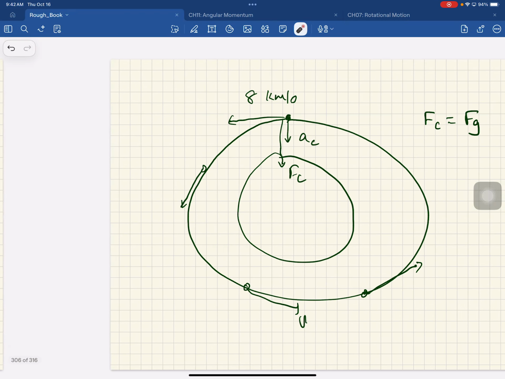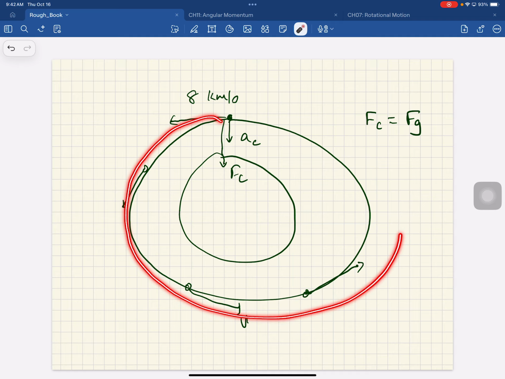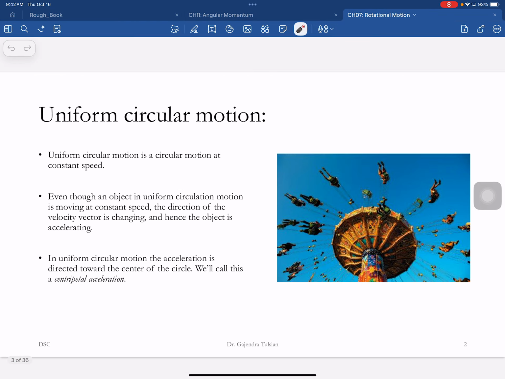So anyway, here's what I want you to remember, because we're going to use this. If something is going around in a circle at constant speed, the direction of the velocity vector is changing, and so it's accelerating. The acceleration is called centripetal acceleration because that acceleration is pointing towards the center. And to make anything accelerate, you need a force. And we'll see where the force is coming from. So that's what the entire chapter is dependent on. All right, so let's get into the slides.